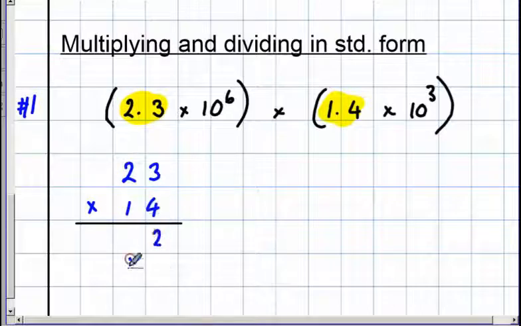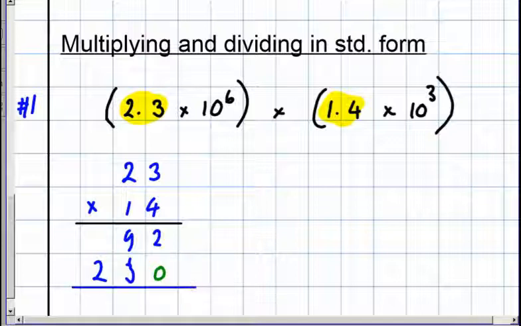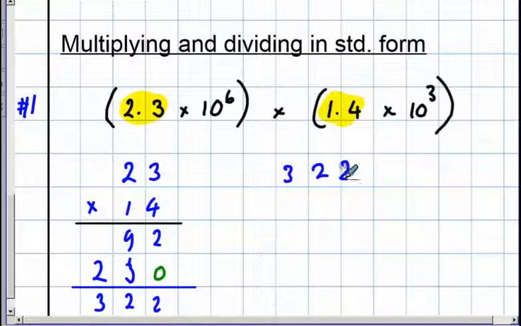4 times 3 is 12. 4 times 2 is 8. Add 1, 9. Don't forget that all-important 0 there. 1 times 3 is 3. 1 times 2 is 2. Could have just written those figures, couldn't I? And then add them up. And you get 322. So my answer is, I have the figures 322.